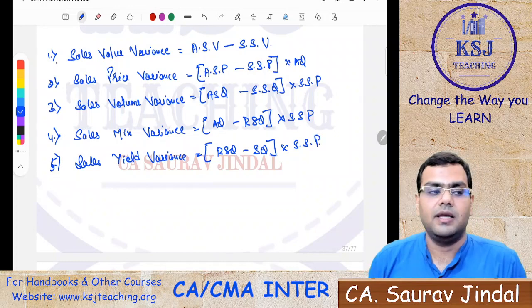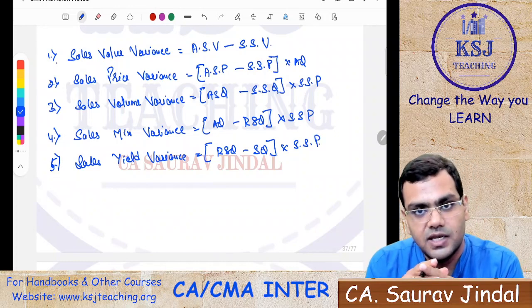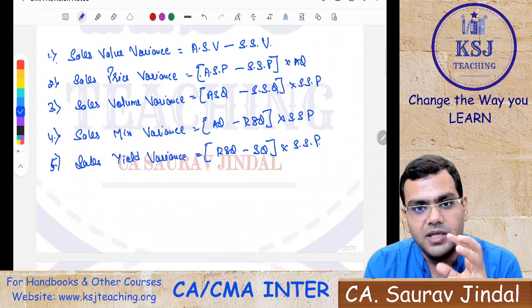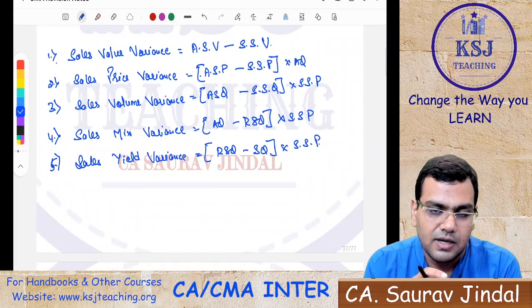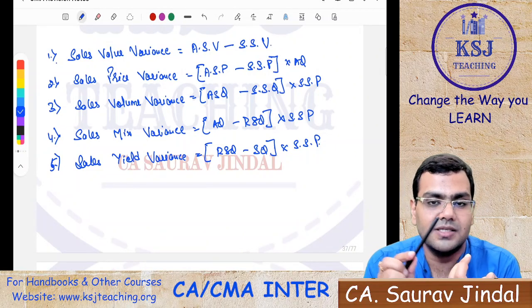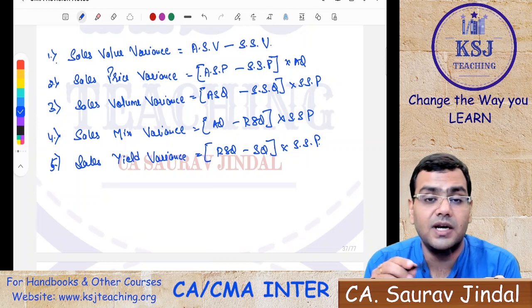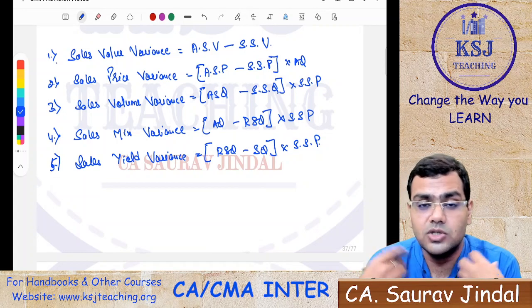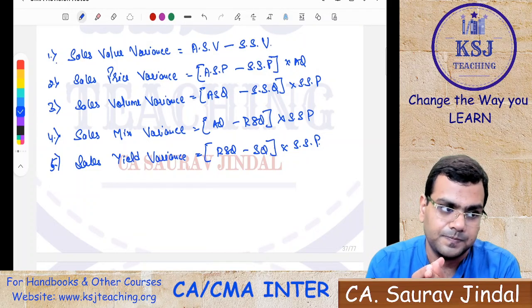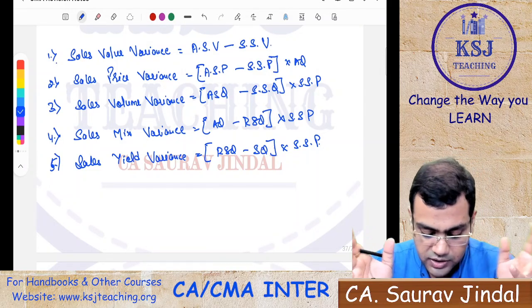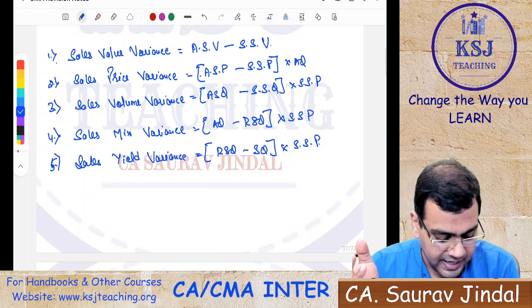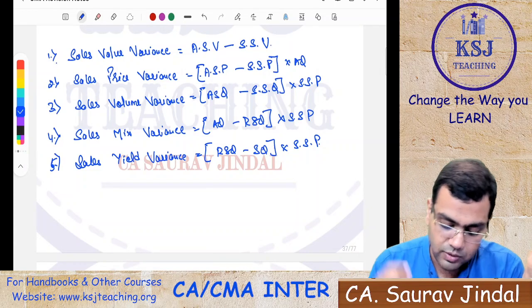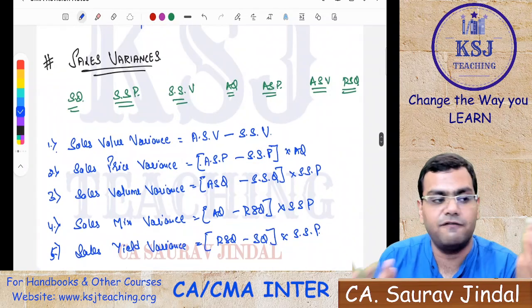So in case of the sales variances, it will be the reverse of the cost variances, right? That means in the cost we take the standards first and then the actuals. Here we are taking the actuals first. When we are talking about the sales, the actuals should be more than the standards. Clear? So this is about the sales variances, and on similar lines you can calculate the sales margin or the profit variances.